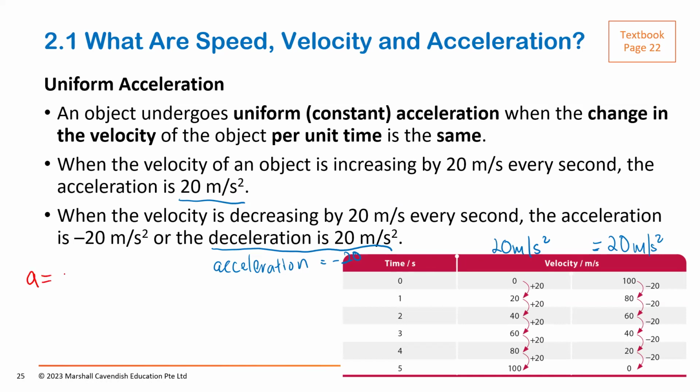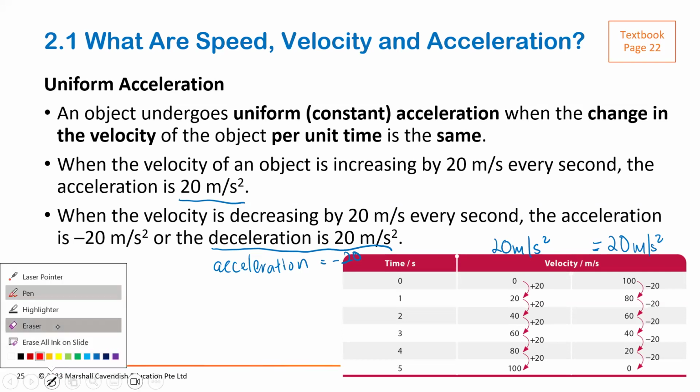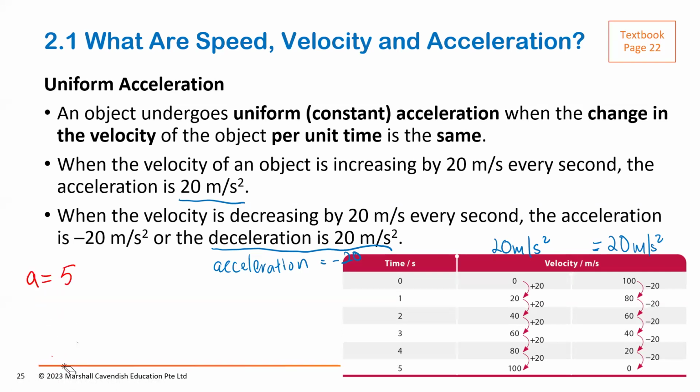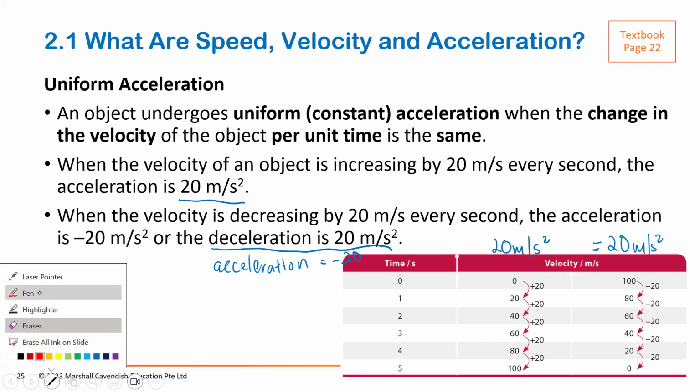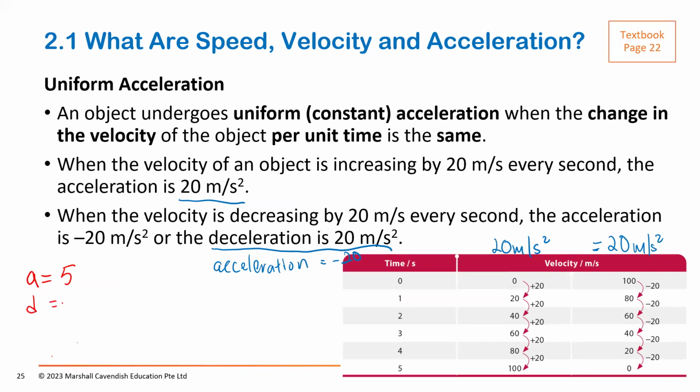If acceleration is 5, then we say deceleration will be minus 5. If the acceleration is minus 5, then the deceleration will be 5. So acceleration and deceleration are opposite. So you just play around with the plus and the minus sign.